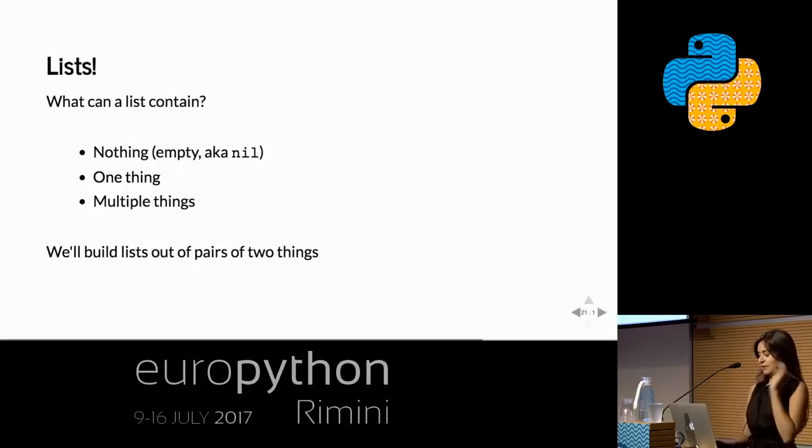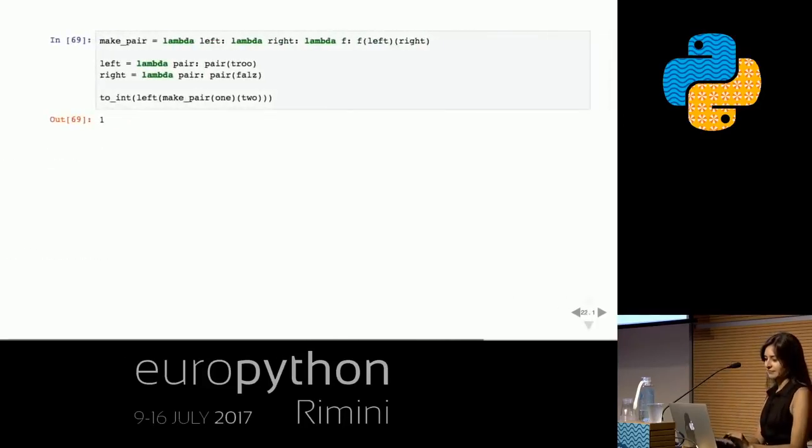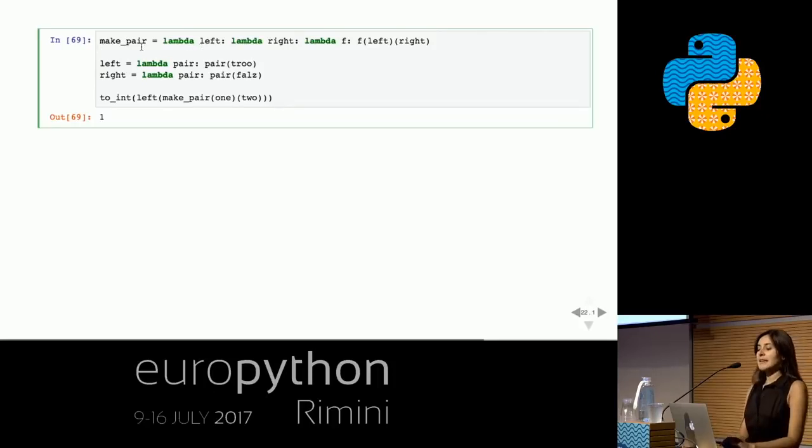It's going to get a little weird, but we're going to try to get through it. We're going to have a make pair function that takes a left thing and a right thing and returns a pair of those two. Now, what is a pair of those two? We're going to represent a pair as some function that takes a function and then calls that function, whatever function you pass into it, on the left and then the right.